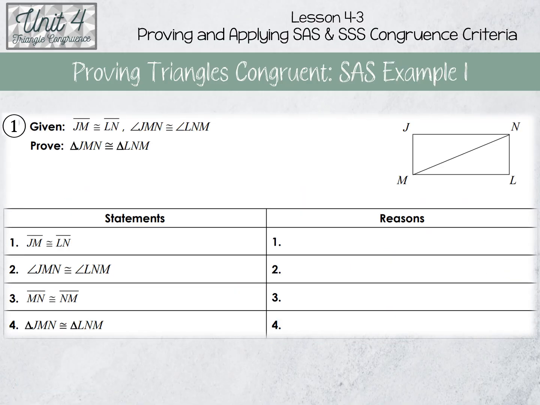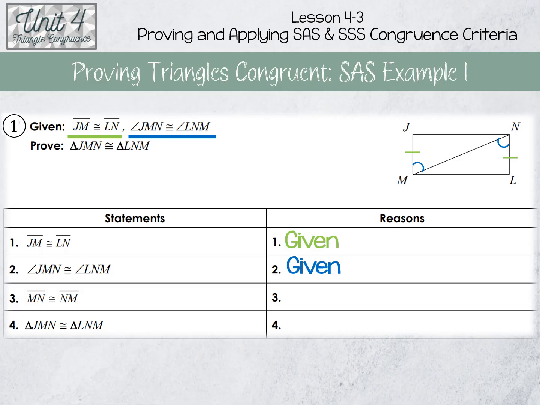Here we go. Segment JM is congruent to segment LN. Got it marked on the picture. They also give us angle JMN. As I read it, you should be finding it. Is congruent to angle LNM. That is given. There it is. Hopefully that's where you found them.